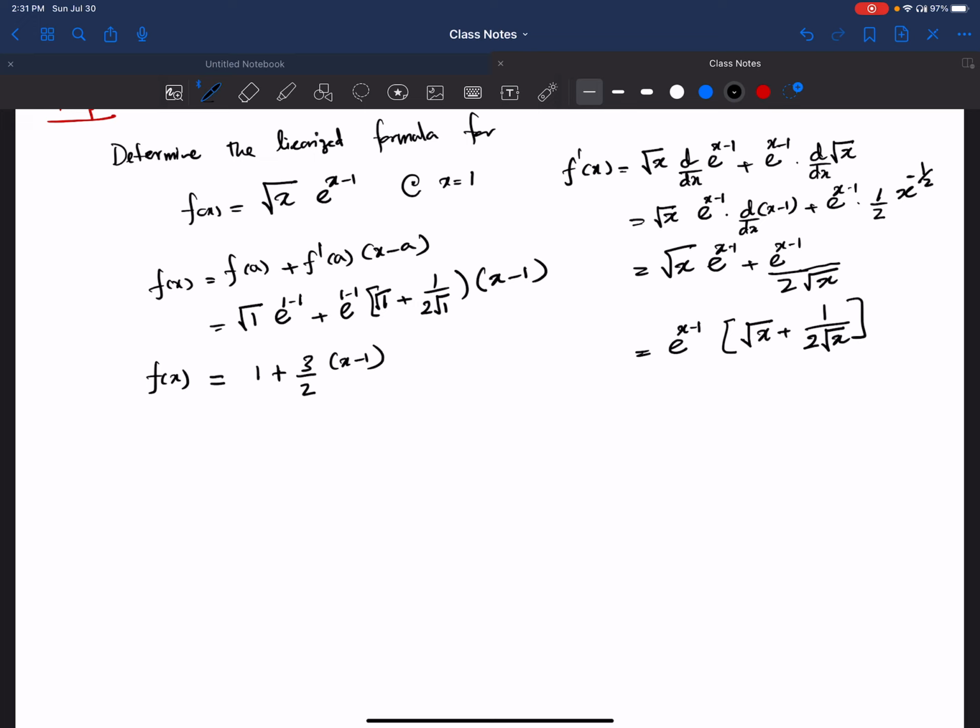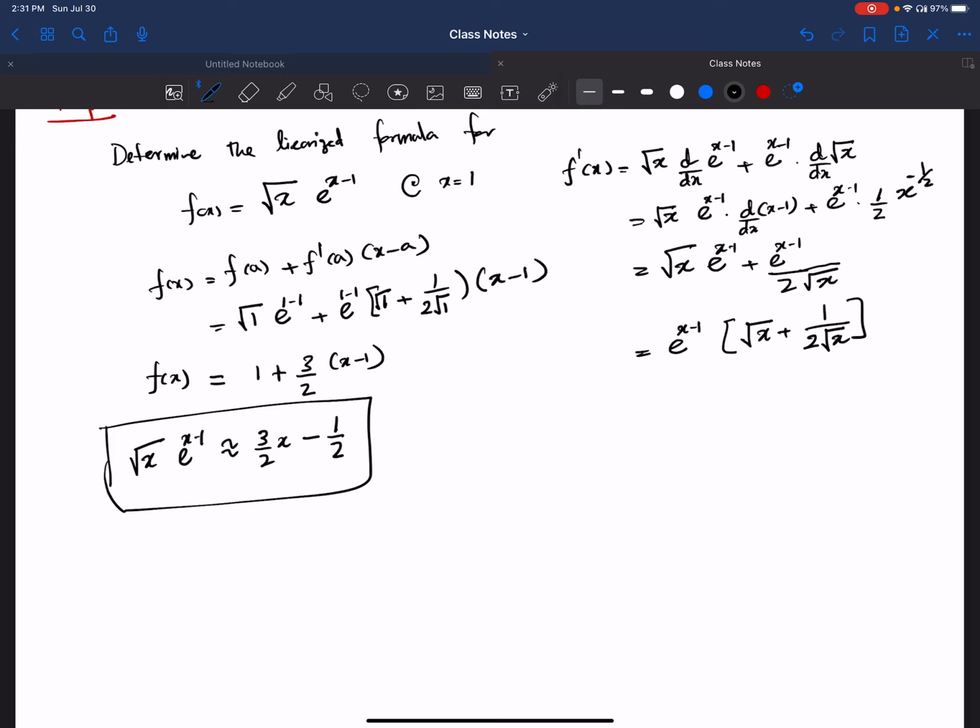So you'll get a linear function always. You should get a linear function for that. So we can approximate square root of x e to the power x minus 1 as a linear function of 3 over 2 x minus half. So that's our linear function. So you can find any value close to x equals 1 by using this equation on the right hand side, and you'll get a very good approximation for that.